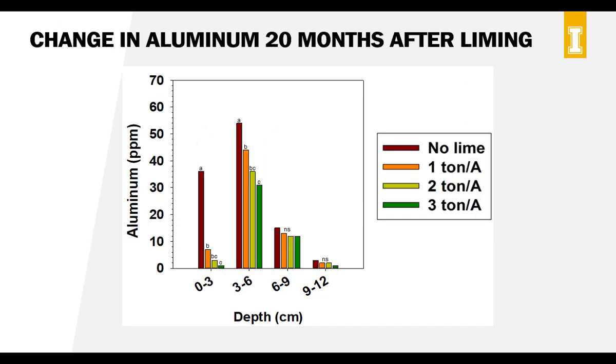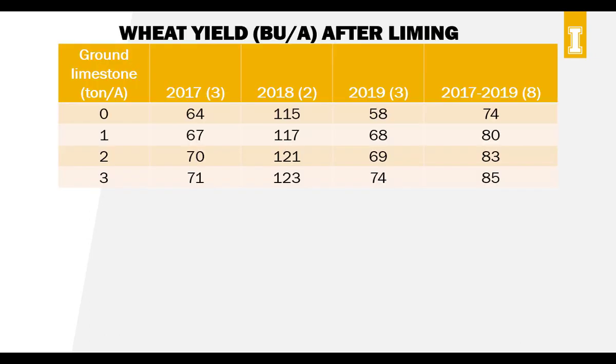But what's really striking is if we start looking at the aluminum concentrations. If we look at the 0 to 3 inch depth, we've gone from basically about 36 parts per million on average down to less than 10 with our 1 ton rate, less than 5 with our 2 ton rate, and basically to the background levels with our 3 ton rate. At the 3 to 6 inch depth, although we haven't reduced it quite as dramatically, there's still pretty significant reductions in the quantity of KCl extractable aluminum in these soils.